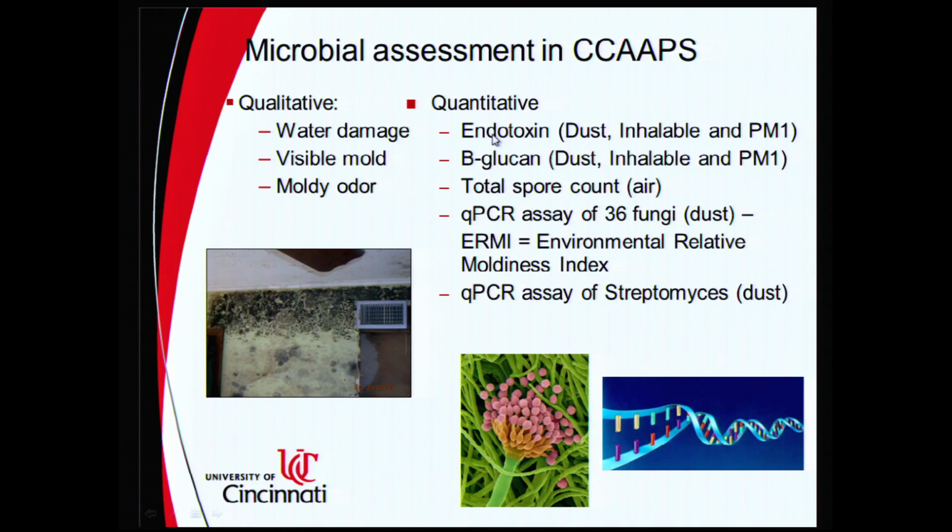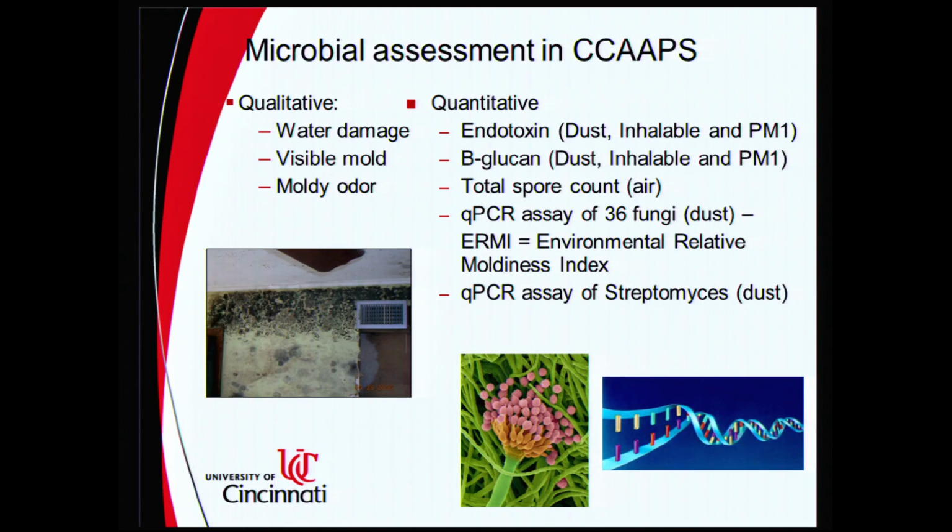We did quantitative assessment for endotoxin and beta-glucan. We analyzed dust samples, then we analyzed air samples in 2 different size ranges, the inhalable size range and PM1. The PM1 was looking at the fragment size range, and I'll come back to that later in the slides. We did total spore counting from air samples, collecting samples on a filter and doing microscopic counting.